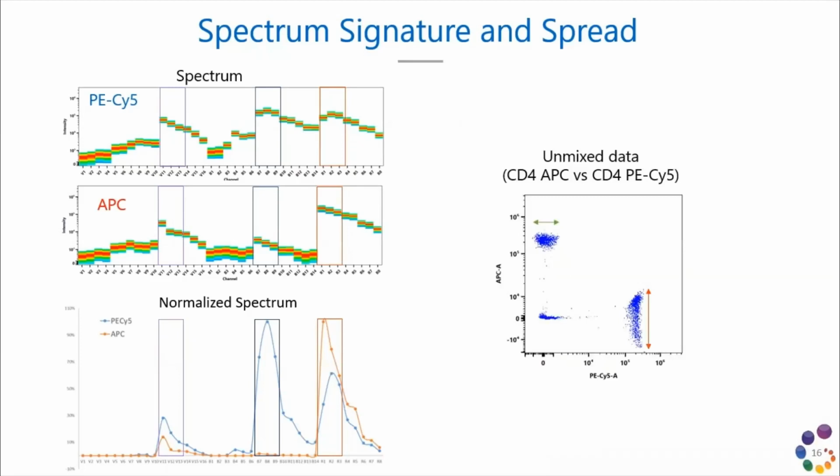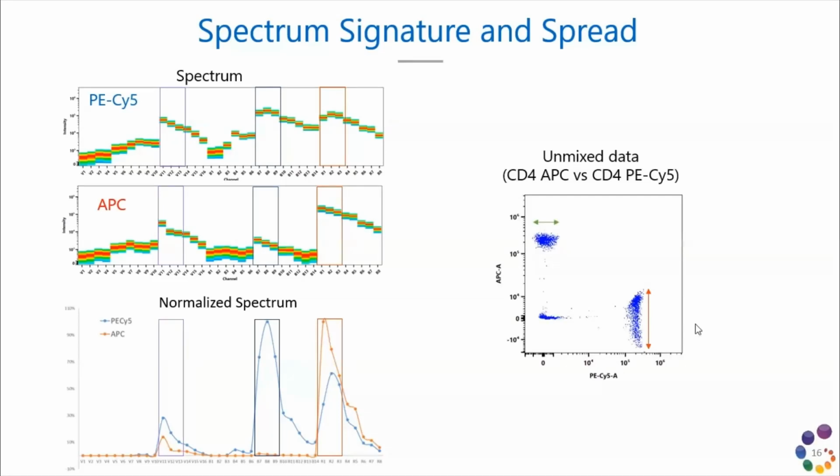When you look at the APC positive events, you see a nice tight cluster with only a little spread into the PE-Cy5 axis, which is what we were expecting based on what we were seeing in the normalized spectrum in the B7, B8, B9 region. Then if we look at the PE-Cy5 positive events, we can see that there is a fair amount of spread into the APC axis, which is also what we were expecting based on our observations from the red rectangle.